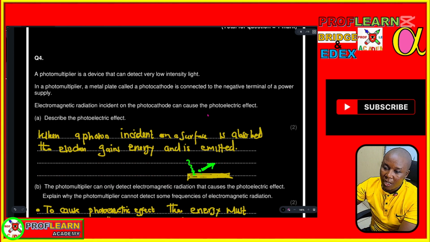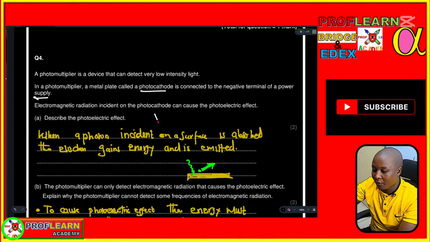Question 4, we are told that a photomultiplier is a device that can detect very low intensity light. In a photomultiplier, a metal plate called a photocathode is connected to the negative terminal of a power supply. Electromagnetic radiation is incident on the photocathode and can cause the photoelectric effect, and photoelectrons are emitted through thermionic emission.